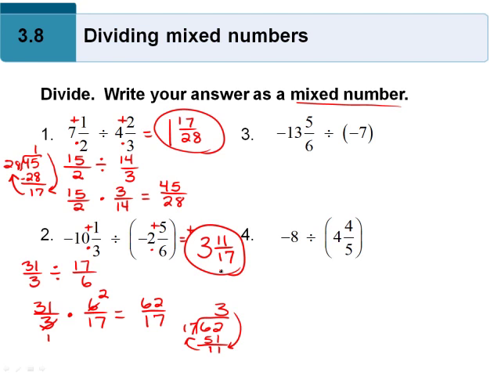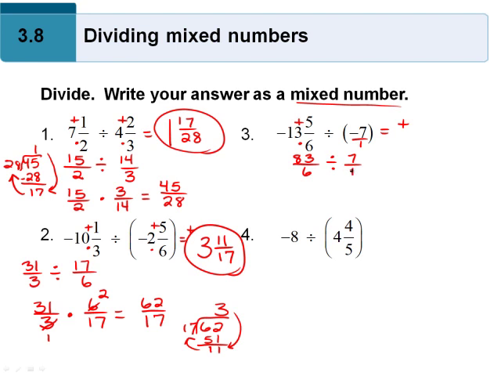All right, let's look at number 3. We have a negative divided by a negative, so we know that is a positive. Change your first mixed number to an improper fraction. So 13 times 6 is 78, and then add the 5. That gives you 83, right, over 6. Now, this is negative 7 over 1. So just keep it as a fraction right now, 7 over 1.